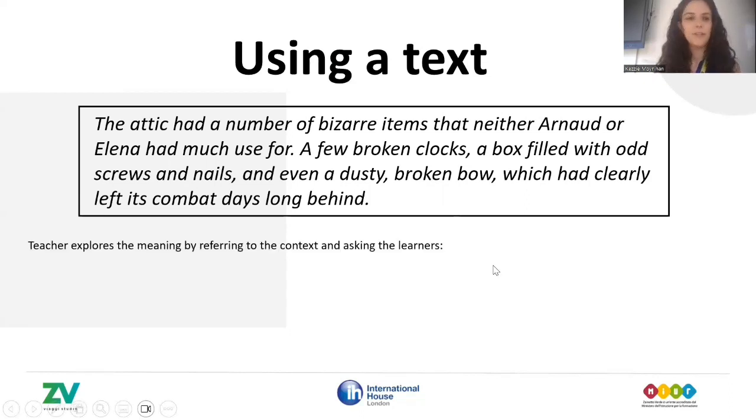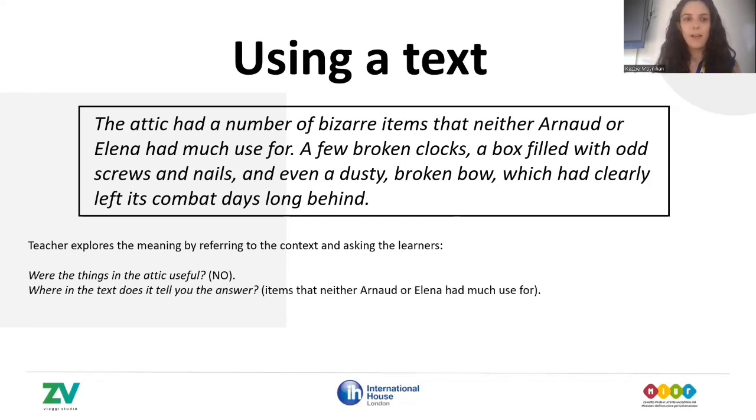So first, the teacher explores the meaning by referring to the context and asking the learners, were the things in the attic useful? No. Where in the text does it tell you the answer? It says items that neither Arno or Elena had much use for. Then the teacher can clarify, so the things in the attic aren't useful. Why is the bow not useful? It's broken.